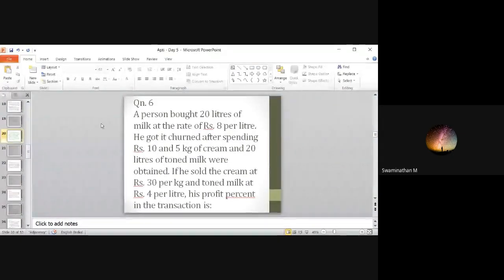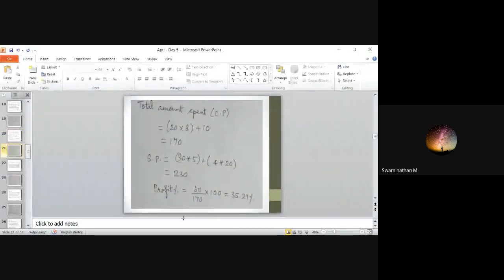Waiting for the answer. 35.3. Okay. Any other different answer, or 35.3 is correct? We will see. Any other answer? Okay. Yes, it's 35.3, around 35.29. Total amount spent is 20 into 8 plus 10, 170 rupees. Selling price, you will get 230.